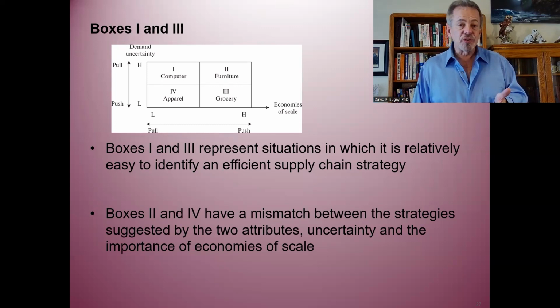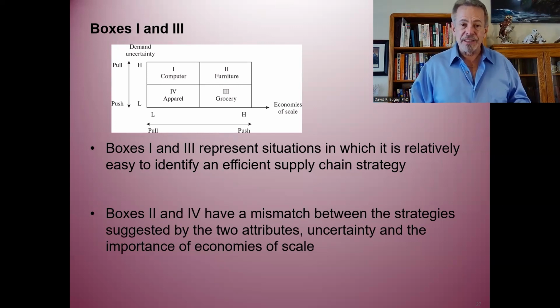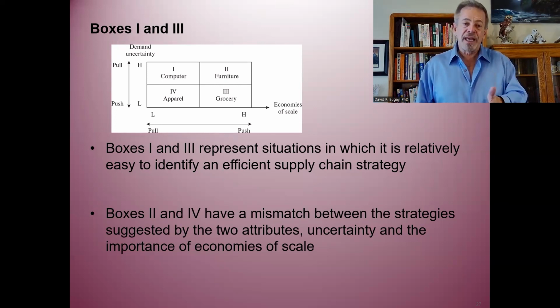So 1 and 3 are really a good, easy way to start thinking about supply chain management. Now, you're going to look at boxes 2 and 4. Okay, there's a mismatch because the strategies have two attributes: uncertainty and the importance of economies of scale. I mean, how many couches can you stop on a truck? That actually is part of the issue. So what can you do?